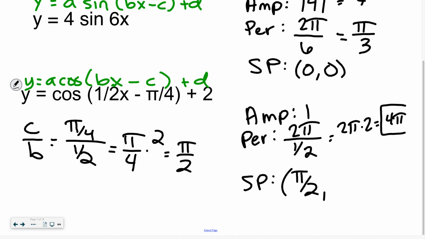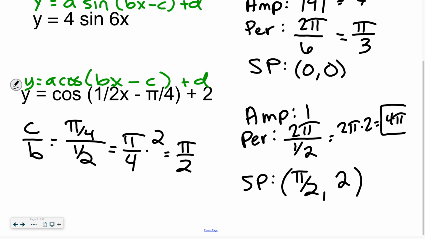Okay, so there's 2 things you got to be really careful of with C over B. Number 1, C looks like the opposite of what it is. If it looks positive, it's negative. If it looks negative, it's positive. And then divide, be careful if you're dividing by a fraction. Then you're multiplying by its reciprocal. And D, of course, is just 2.